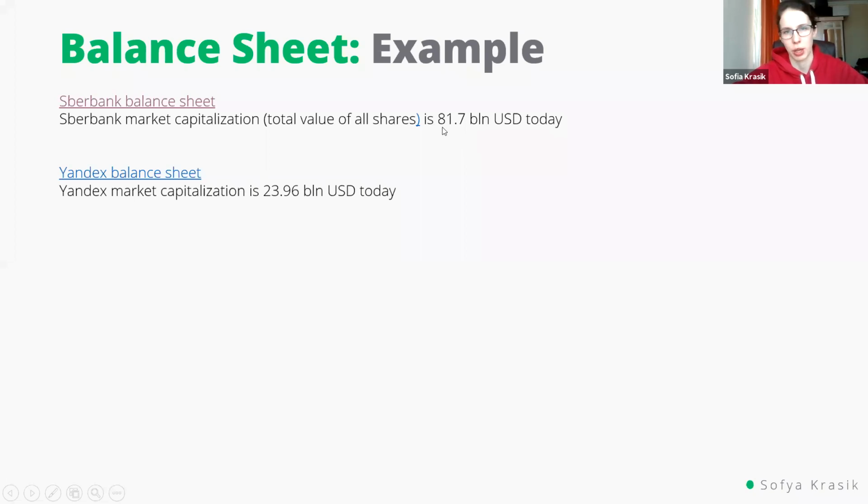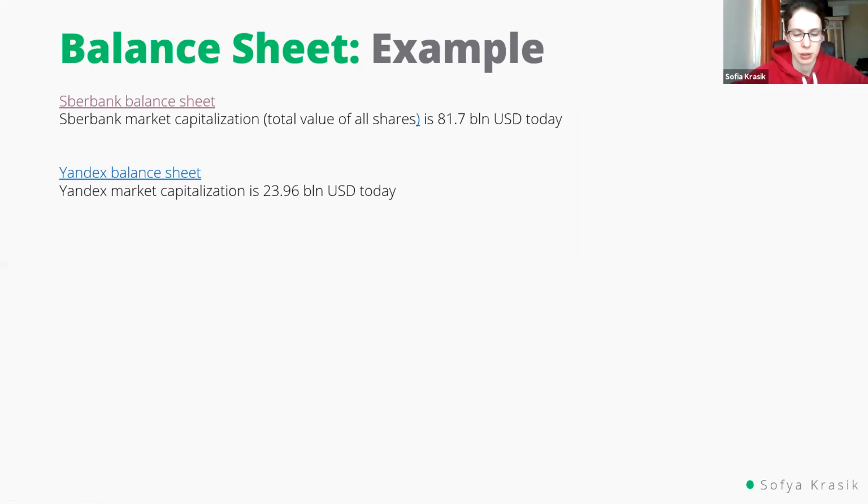Of course, you could say that okay, it was for September and this is for today, but no, this is not the reason. What we see in the balance sheet and what's going on in reality does not always coincide. And this is especially obvious for companies like Yandex. Here you can see the spoiler that Yandex market capitalization is around $24 billion for today.